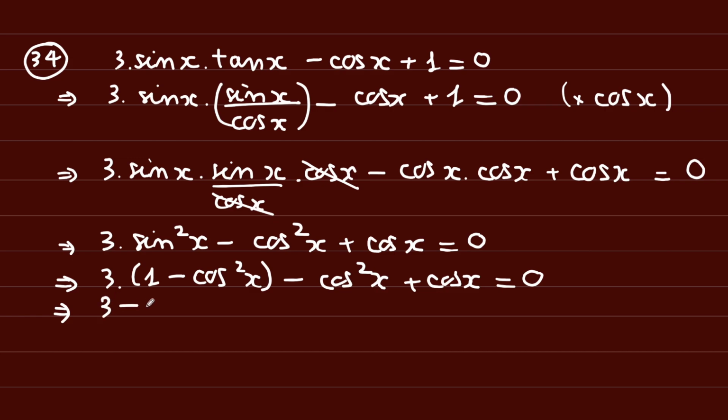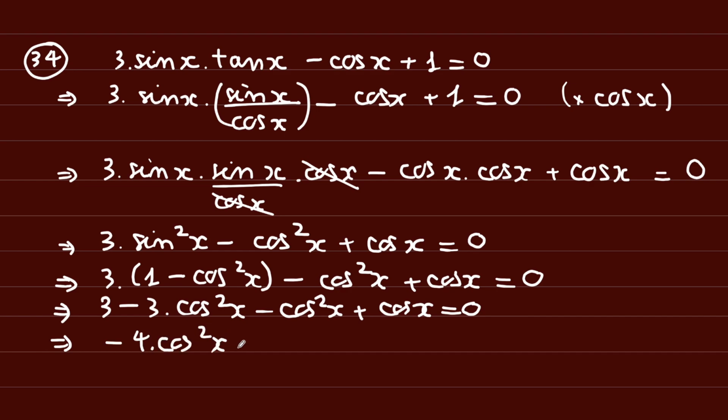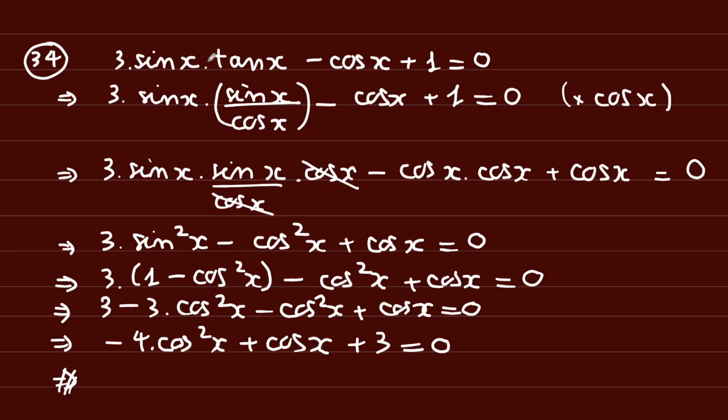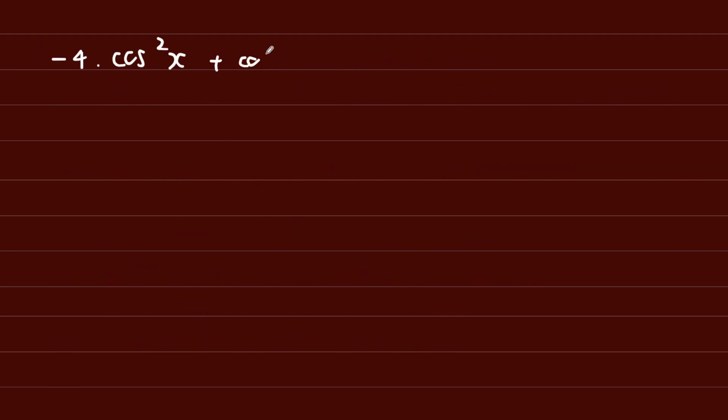Expand this bracket, you get 3 multiplied by cos square x minus cos square x plus cos x like here equal to 0. And then you will have minus 4 cos square x. And how about cos? You get plus cos x, and the last term will be plus 3 equal to 0. And you know how to solve this one, right? We have the form of a quadratic equation, but we need to move to another screen. Minus 4 cos square x plus cos x plus 3 equal to 0.